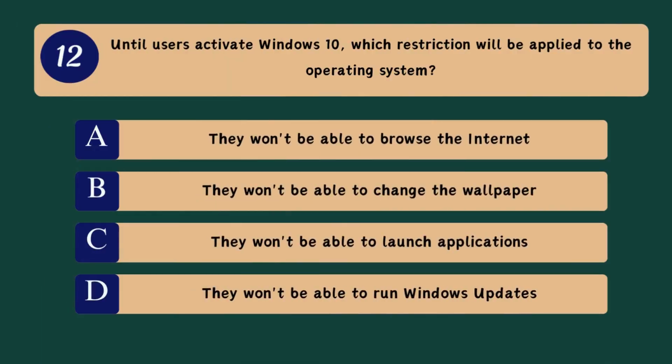Question 12. Until users activate Windows 10, which restriction will be applied to the operating system? A. They won't be able to browse the Internet. B. They won't be able to change the wallpaper. C. They won't be able to launch applications. D. They won't be able to run Windows updates.